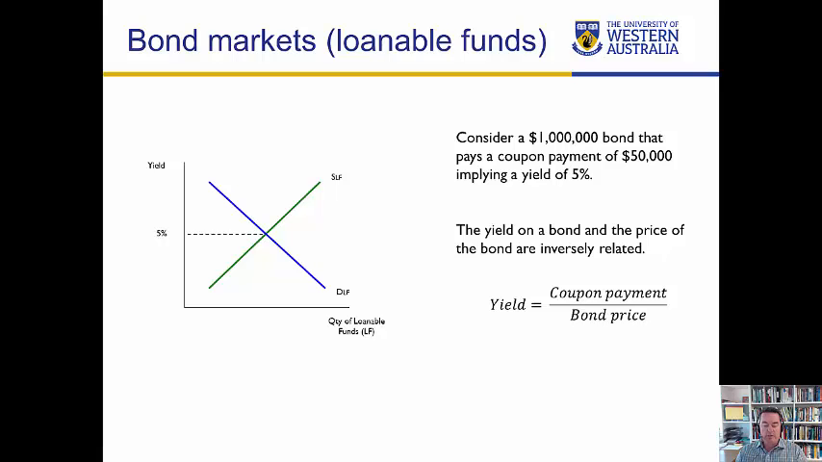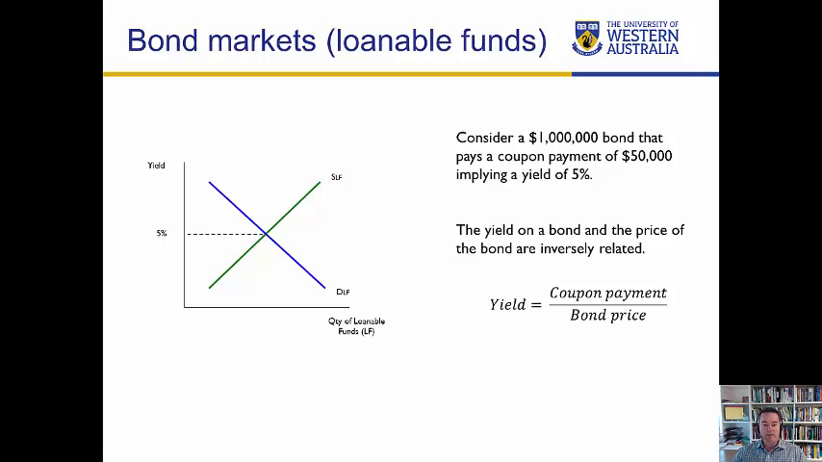So right down the bottom I've got the yield equals the coupon payment divided by the price of the bond. So it's simply a matter of 50,000 divided by 1 million gives you the 5% bond yield. And on the left hand side I've drawn a demand and supply curve for loanable funds. So loanable funds are simply funds that are available for lending for investment purposes. With the coupon payment, that is actually fixed. So if you purchase a $1 million bond, that $50,000 coupon payment, you will receive each year over the life of the bond.